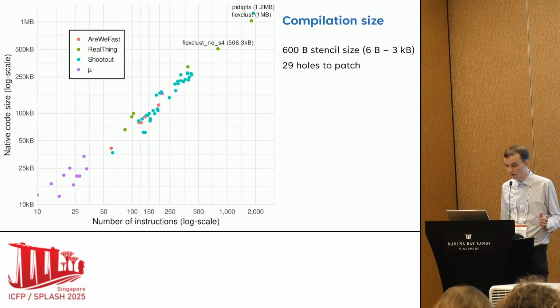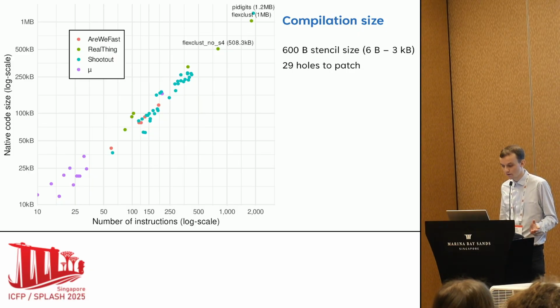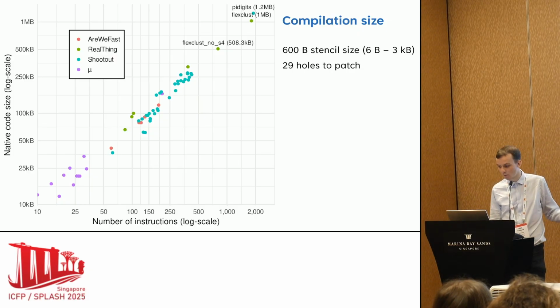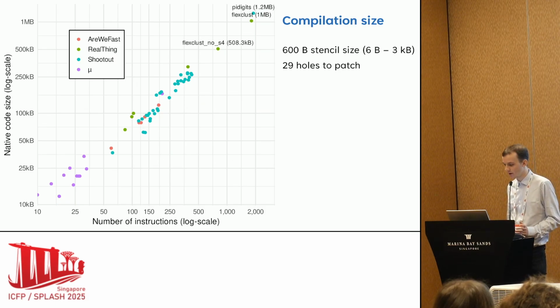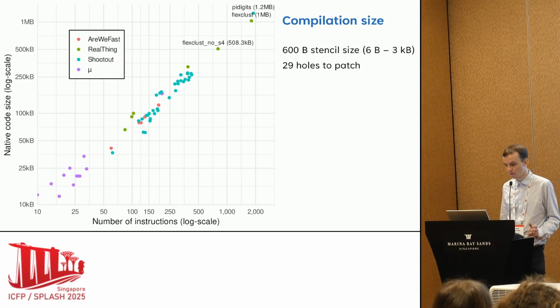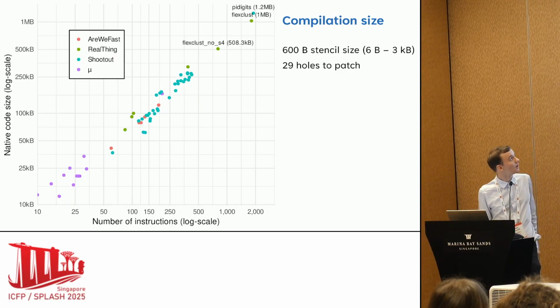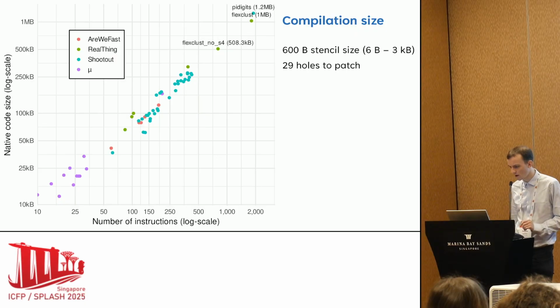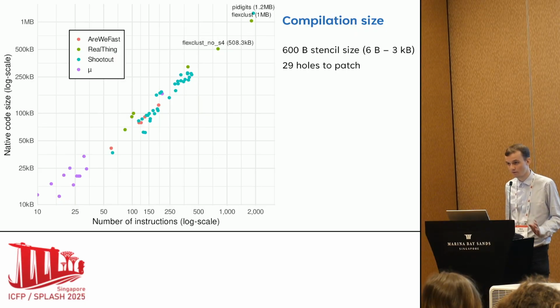So to move on to compilation size, we see that the stencils range from 6 bytes to almost 3 kilobytes. And the instructions in R are actually quite large, which, compared to, for example, the CPython implementation, could be a problem because it also results in quite big programs. And on average, each instruction has around 30 holes to patch.